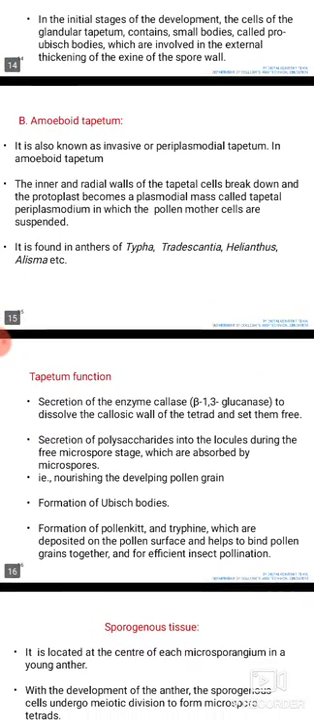Function of tapetum. The first function is secretion of the enzyme callase to dissolve the callosic wall of tetrads and set them free. The second function is secretion of polysaccharides into the locules during the free microspore stage, which are absorbed by the microspores, that is, nourishing the developing pollen grain.